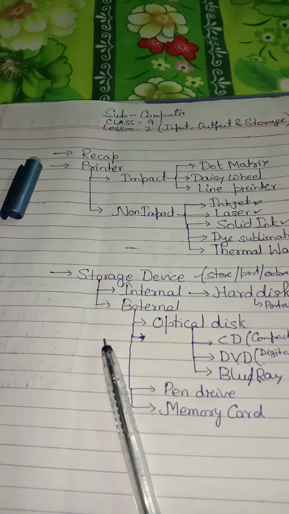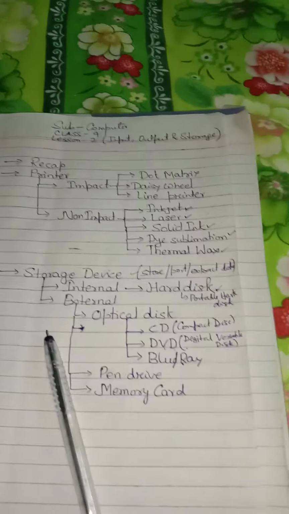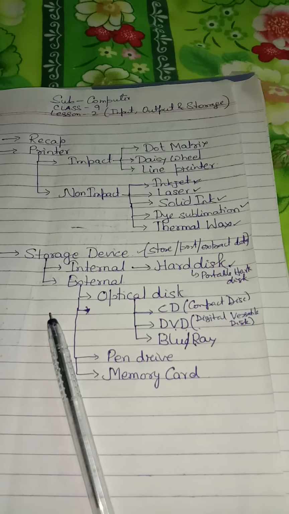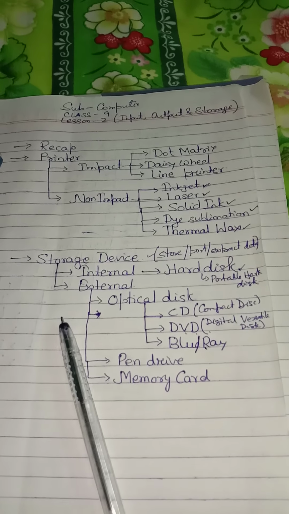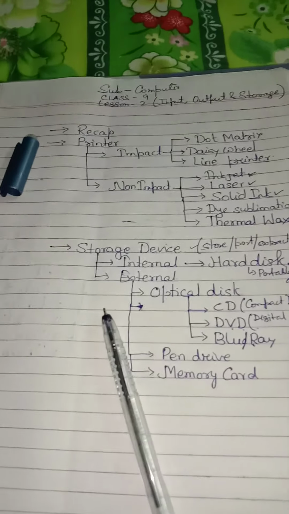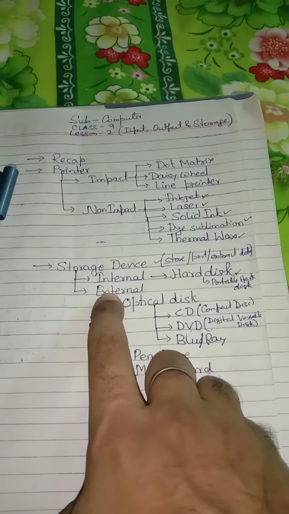In a storage device, we can store information both temporarily and permanently. Temporary means for a certain period of time, and permanent means for a longer period of time. So the storage device can be classified into two categories: number 1, internal, and number 2, external.